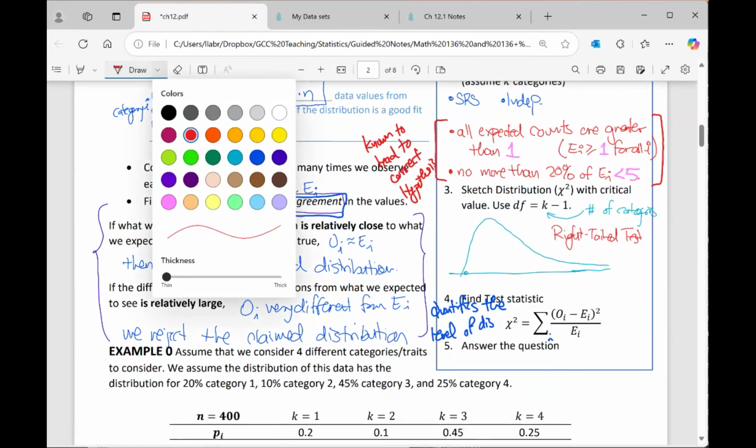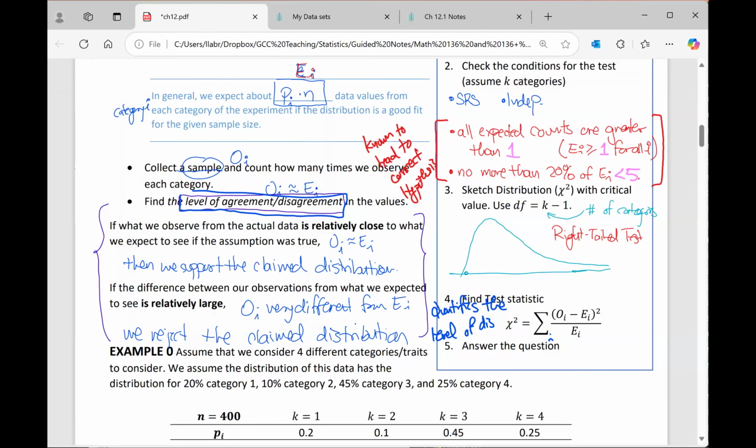Because again, we're trying to say if the difference is large enough. So a small difference means there's going to be a small test statistic, so you'll land over here. And if there's a small difference, that means that O_i and E_i are very close to each other. So this will always be a right tail test. And the rest of it is exactly the same as a regular hypothesis test.